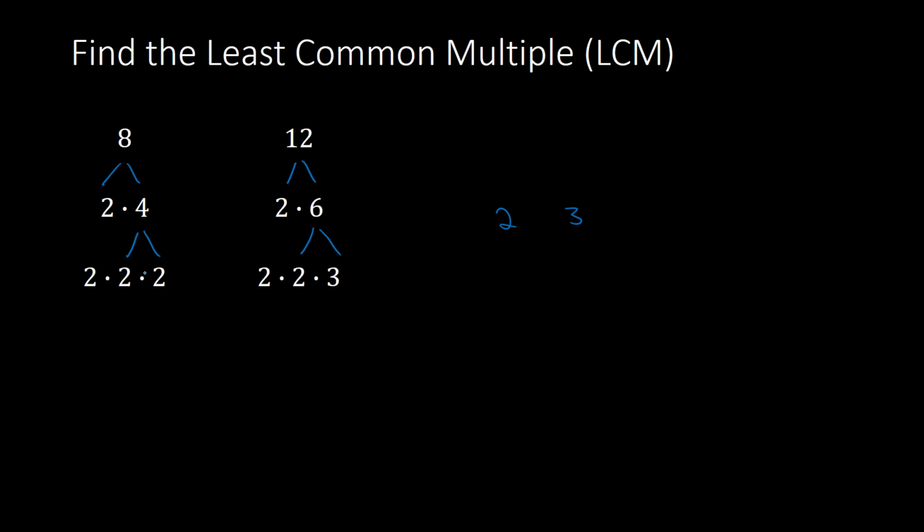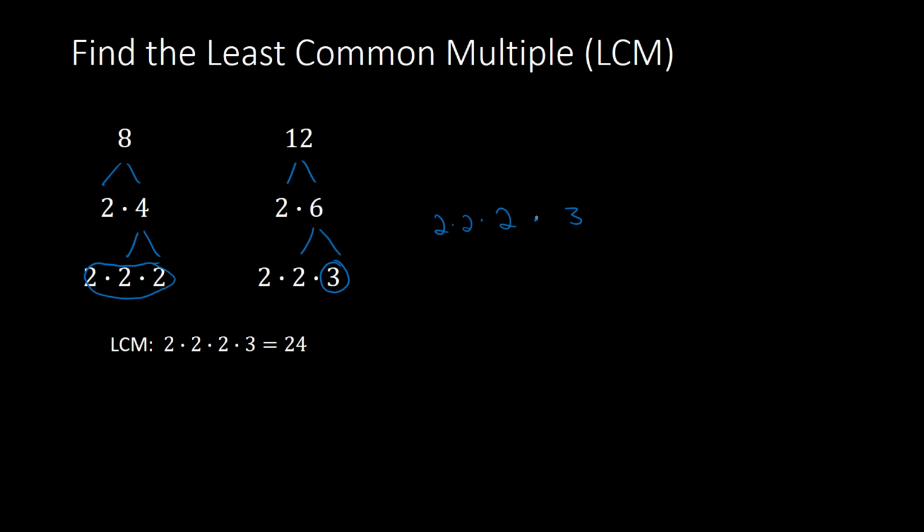Well, over here, the 8 has the most with 3 2's. So we take all 3 of its 2's. So 2 times 2 times 2. And then which one has the most 3's? Well, the 12 has the most 3's with just one of them, so we take 1 3. Then you just multiply those together, and you're going to get 24. And that is my least common multiple.